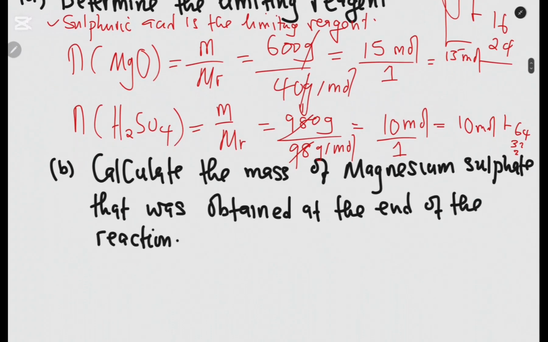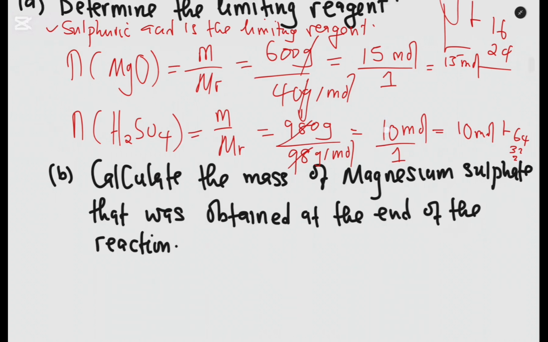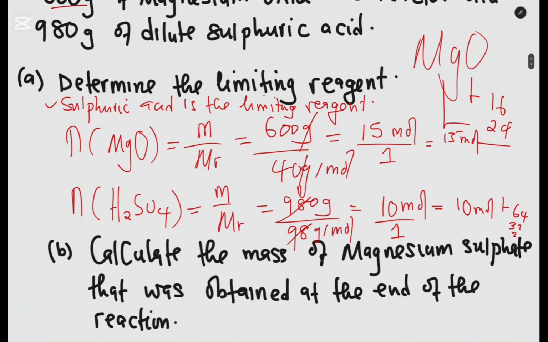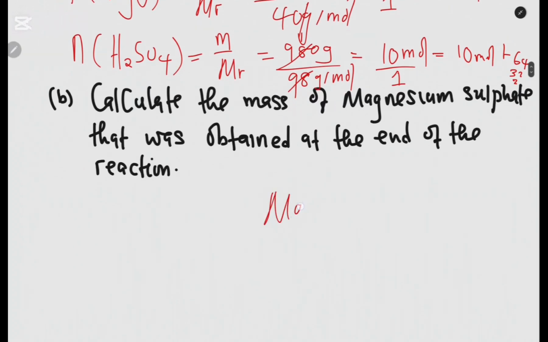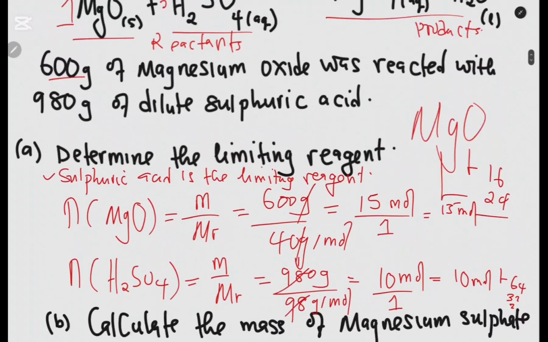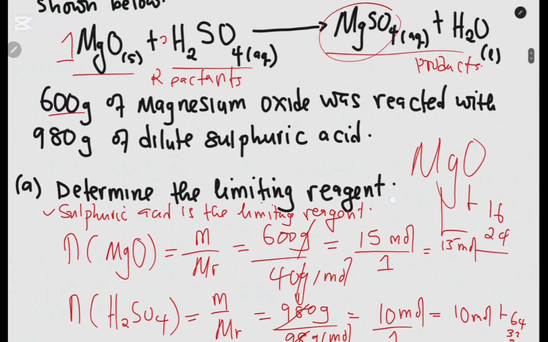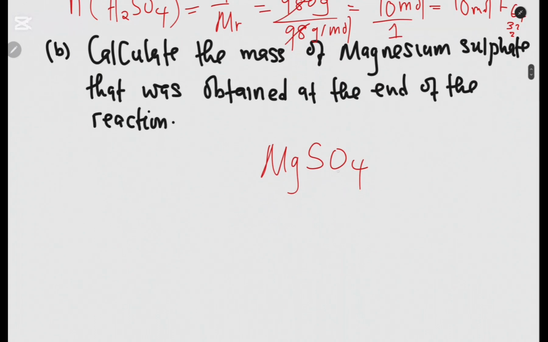All right, let us go to question B. Calculate the mass of magnesium sulfate that was obtained at the end of the reaction. Now listen very carefully. How do you determine the mass of magnesium sulfate? Magnesium sulfate is MgSO4, which is on the product side. In order to find the mass of the product, you need to have one of the reactants that you are forming a ratio with. In this case, you use the limiting reagent, because when the limiting reagent is used up, the reaction stops. In other words, the limiting reagent determines the amount of product formed.